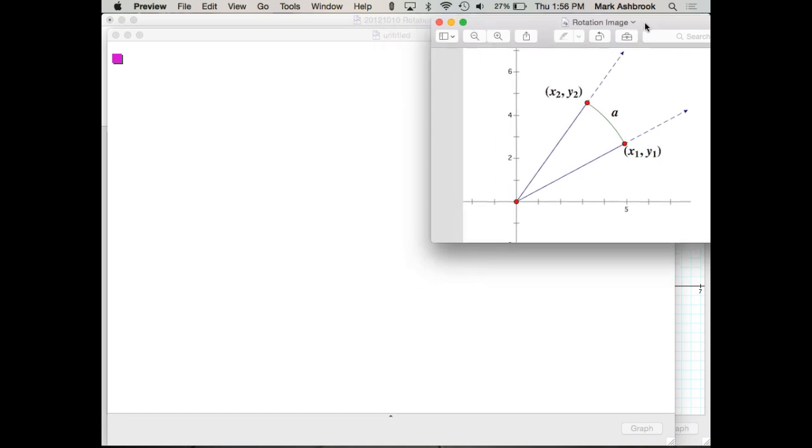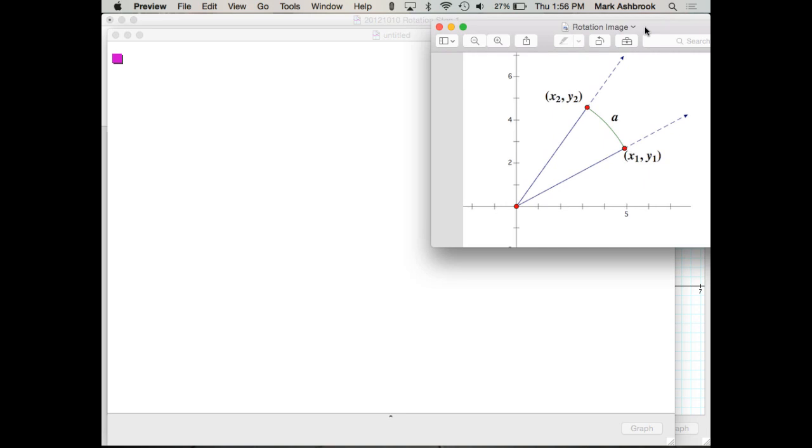Who was first? Go ahead. Since the radii are the same, we can find the radius from the origin to x1, y1. And then apply that to x2, y2. And then the angle is a plus theta. So we have r times cosine or sine of theta plus a. Okay, so she's saying x2 is equal to r times cosine of theta plus a.